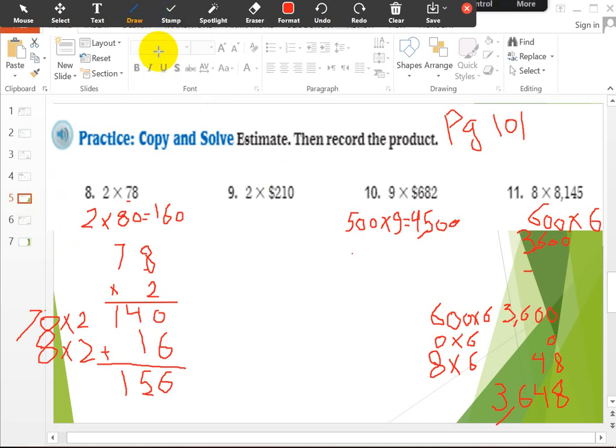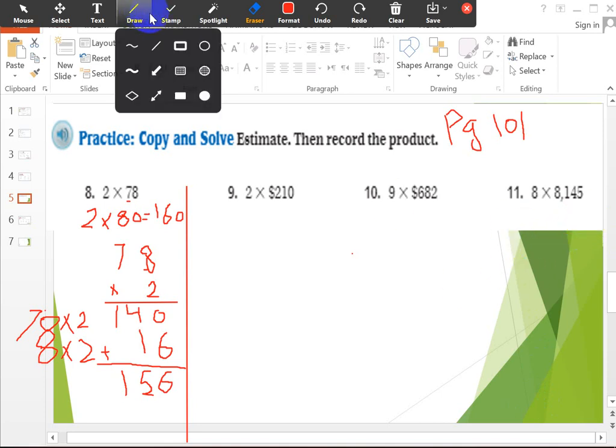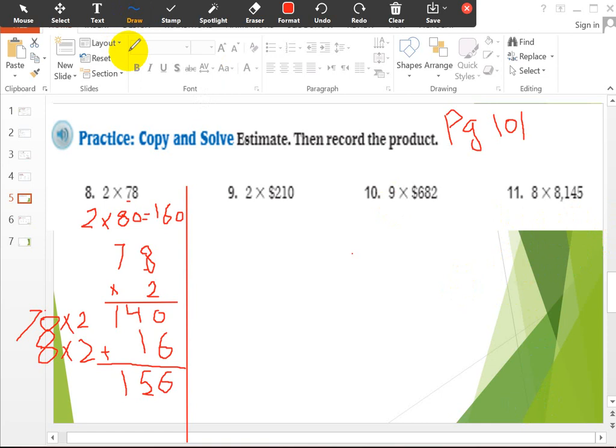Let's move to exercise 9. Now in exercise 9 I want to multiply 210 by 2. Who will give me the estimation for this exercise? If I want to round 210 to the nearest hundred.